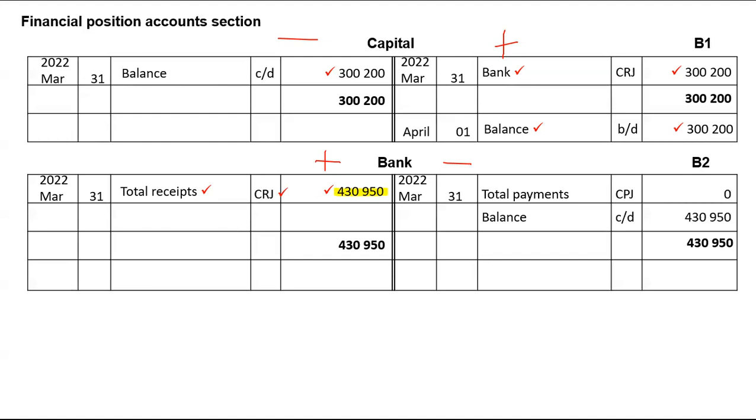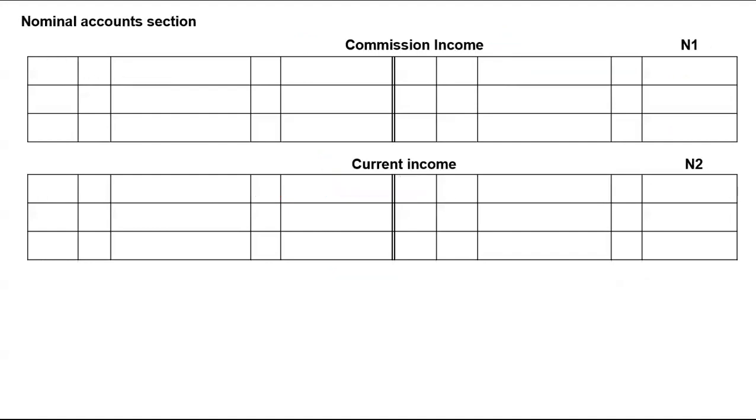In the next month, we will write it as balance brought down. So we'll start the new month in our bank account, when we start the new month, with 430,950. That's how you prepare your financial position accounts section. Now let's go to your nominals.